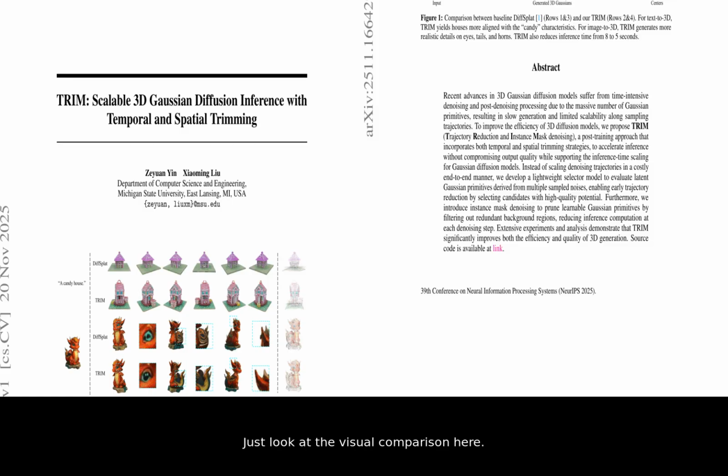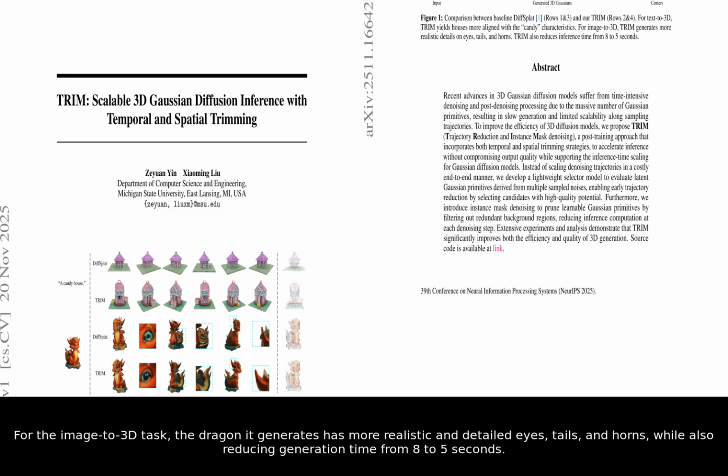Just look at the visual comparison here. For the prompt, a candy house, TRIM's result is much more aligned with the candy theme. For the image-to-3D task, the dragon it generates has more realistic and detailed eyes, tails, and horns, while also reducing generation time from 8 to 5 seconds.